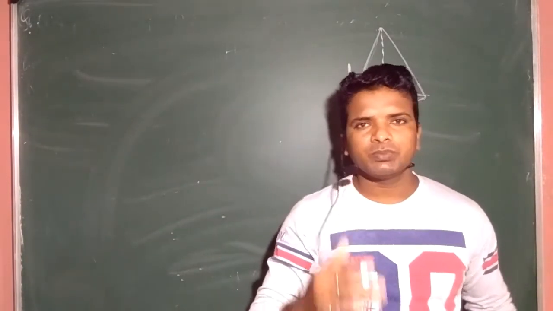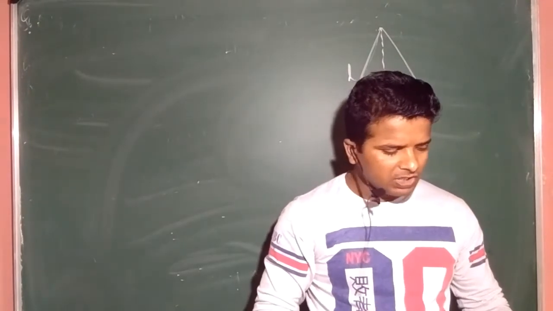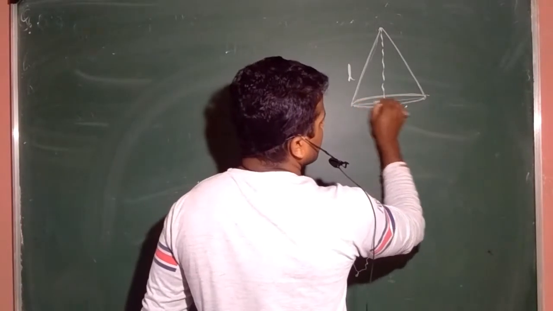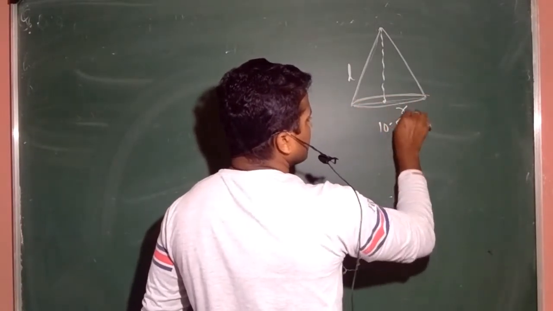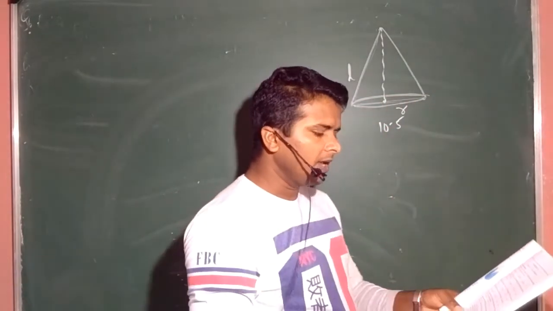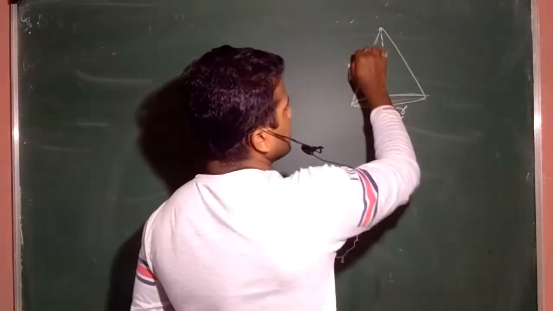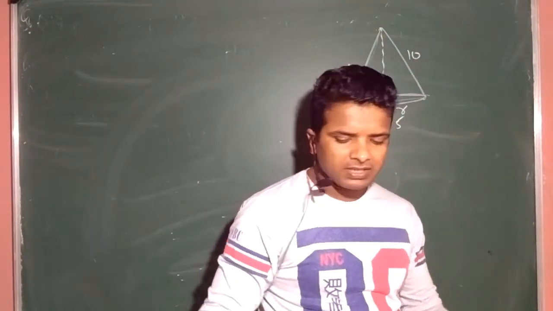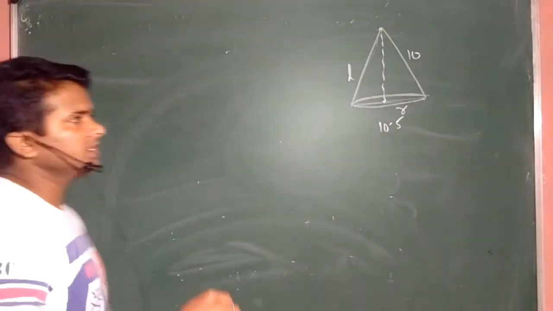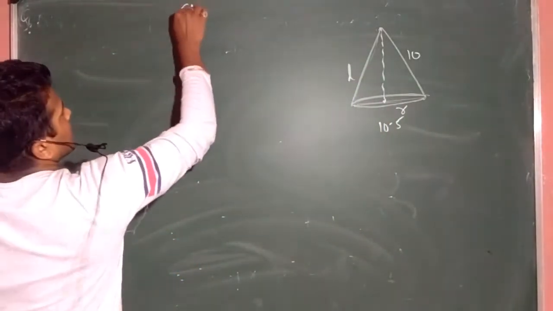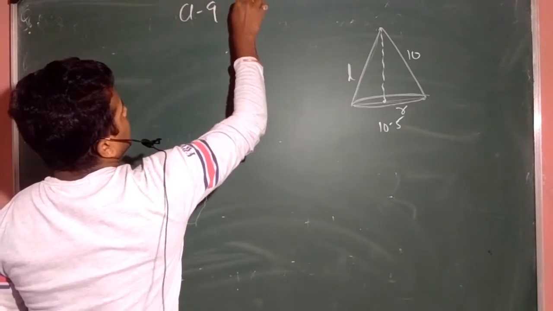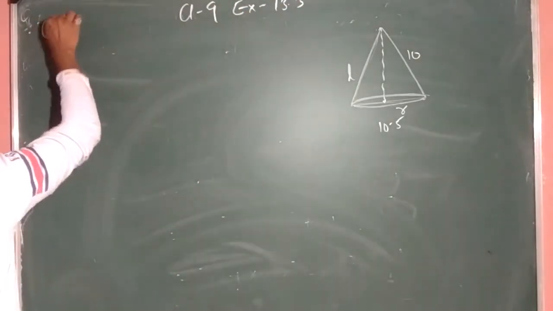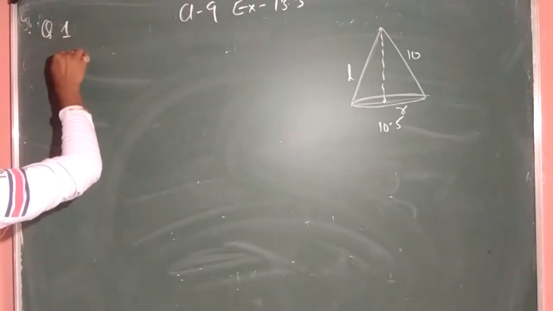So let us start question number 1. The diameter of the base of a cone is 10.5, and the slant height is 10. This diameter means from here to here, how much? 10.5. This slant height is 10. The question is, find its curved surface area. So we need to write: class 9, exercise 13.3, question number 1 for cone.